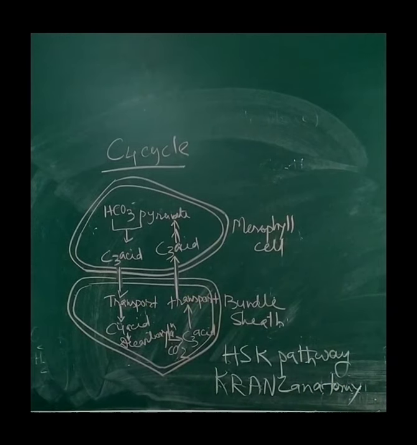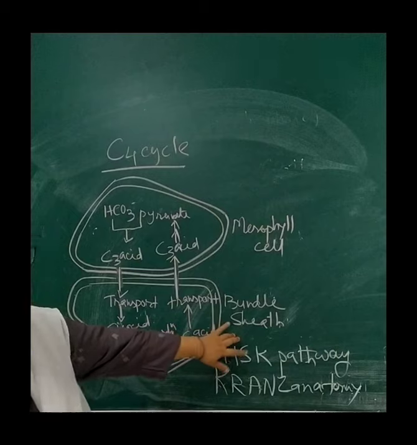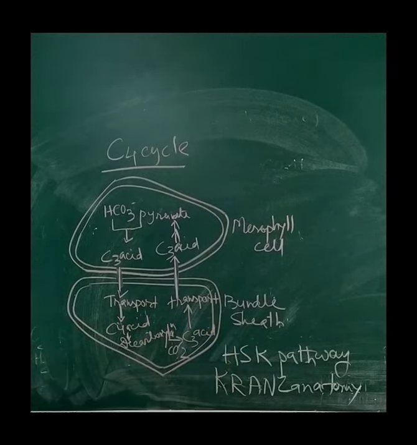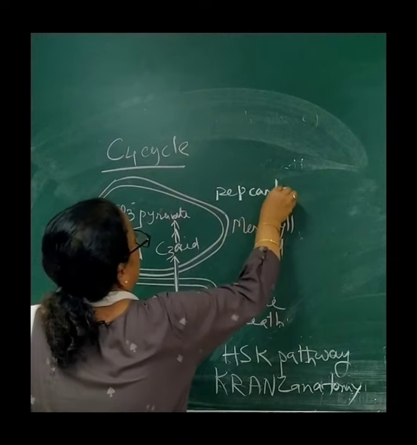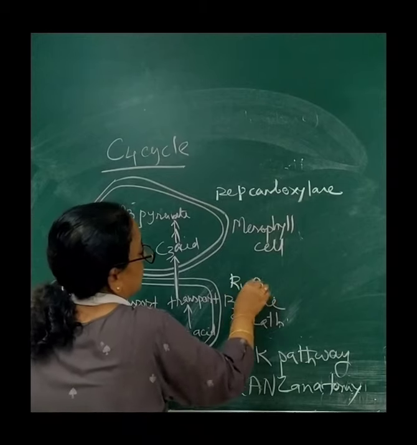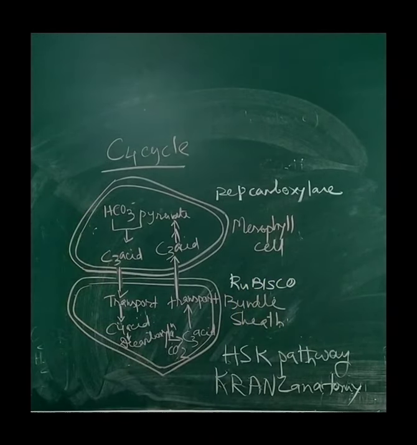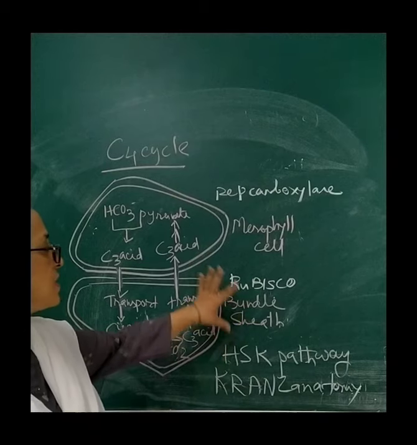Now what is this Kranz anatomy? That means two types of chloroplast occur. One chloroplast occurs in your mesophyll cell and one chloroplast occurs in the bundle sheath cell. One chloroplast has the enzyme called PEP carboxylase, and this other one has Rubisco. Now Rubisco undergoes photorespiration, but if the Rubisco is present in the bundle sheath cell, then it cannot come in contact with the outside environment, so it cannot be disturbed.